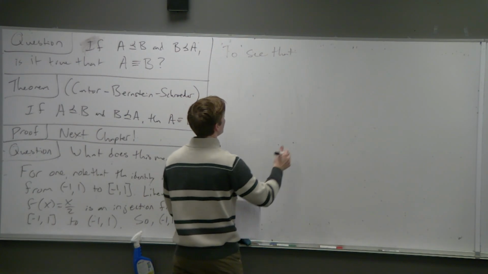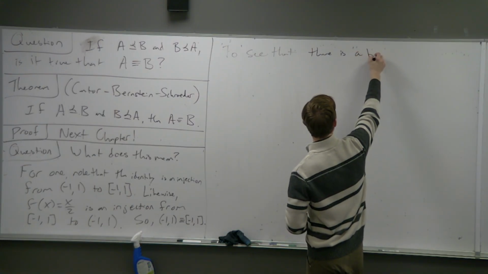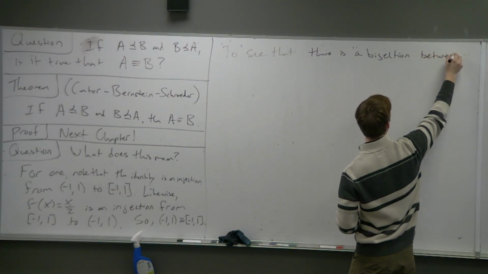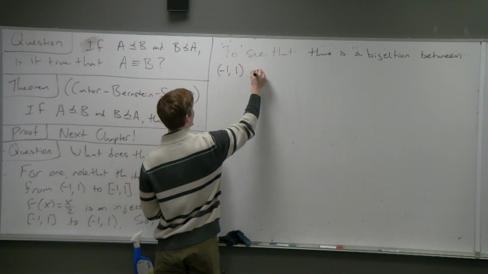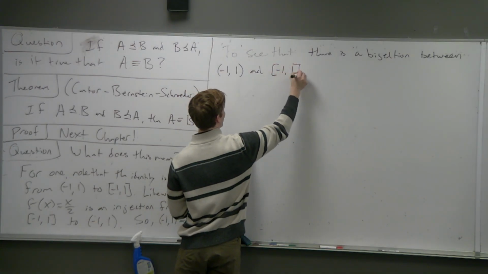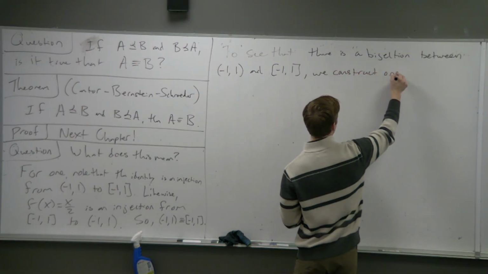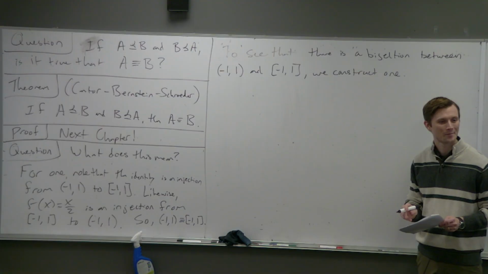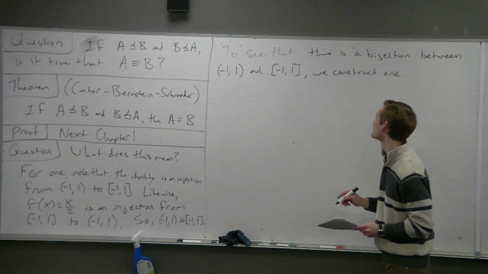So to show that there is a bijection between the open interval -1 to 1 and the closed interval of -1 to 1, we construct one. Let's make one. What do you think it's going to look like? If your answer is messy, you're right. So here, I'll show you.